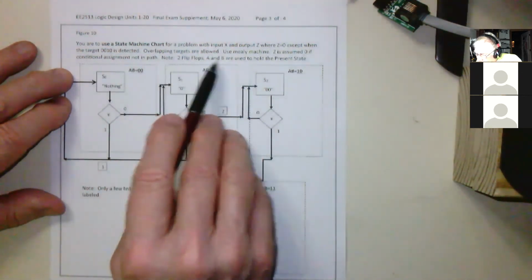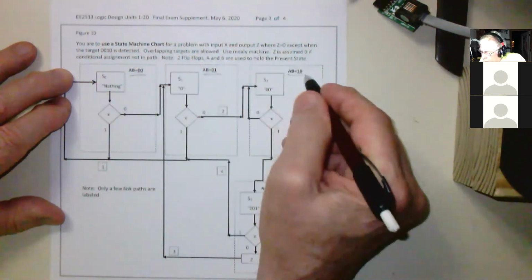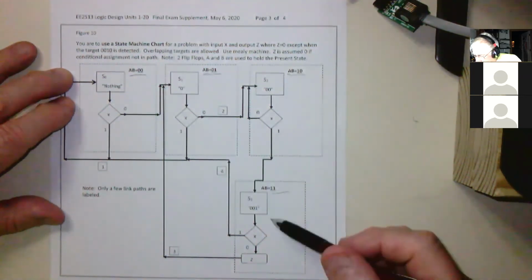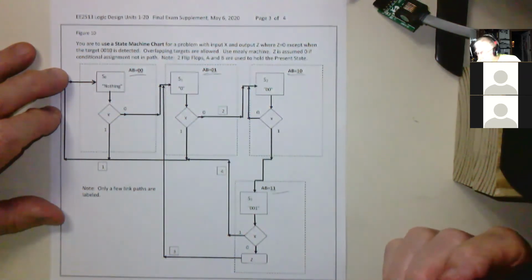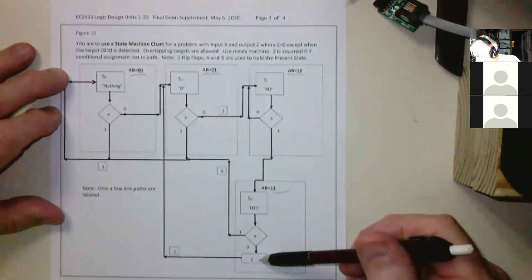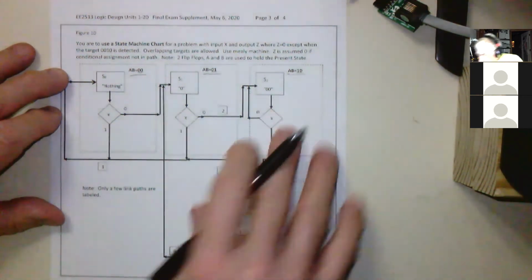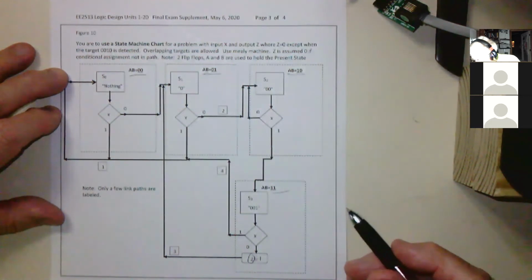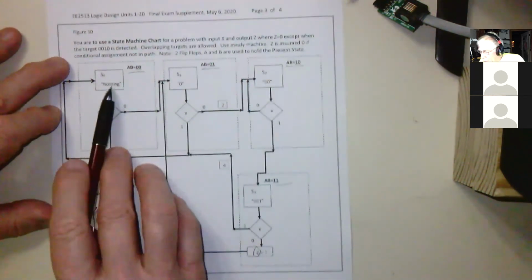Note two flip-flops, A and B, are used to hold the present state. And I've gone ahead and done the flip-flop state assignment for each of our four states. So how many state boxes do we have? 4. That's right. Okay, we have 1 input X, 1 output Z. The only place where Z is 1 is here. Notice I don't have to write Z equals 1. Just the appearance of Z means it's 1. And the disappearance of Z means it's 0. So it doesn't show up anywhere else, so it's 0 everywhere else. All right, so let's go through. So we start here, we have nothing.